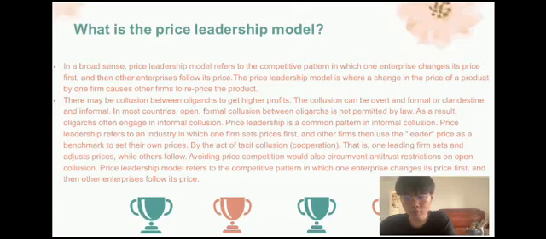In most countries, open formal collusion between oligopolists is not permitted by law. As a result, oligopolists often engage in informal collusion. Price leadership is a common pattern in informal collusion. Price leadership refers to an industry in which one firm sets price first and other firms then use the leader's price as a benchmark to set their own price. By the act of tacit collusion, that is, one leading firm sets and adjusts price while others follow, avoiding price competition would also circumvent antitrust restrictions on open collusion.